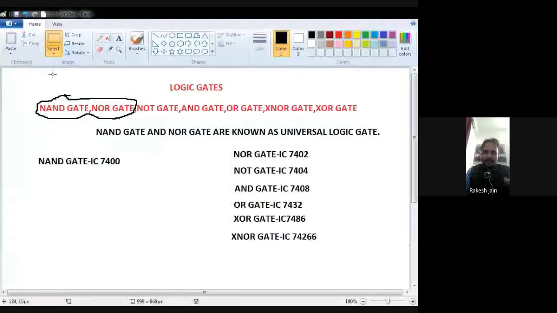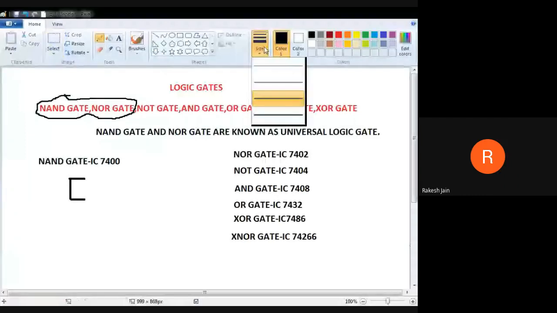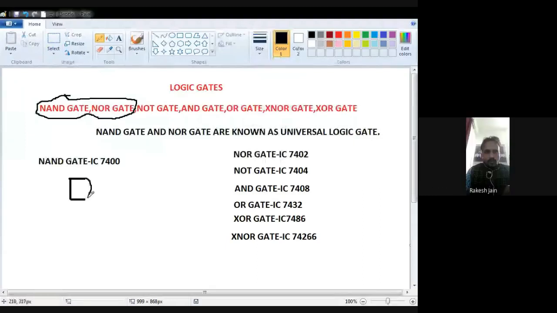We just take certain examples. There are so many kinds of ICs, like the TTL, transistor logic ICs. They start from the number 4, but here we describe the ICs which belong to the 74 family. So 7400 is for the NAND gate, 7402 is for the NOR gate, 7404 is for the NOT gate, 7408 for the AND gate, the OR gate is 7432, the XOR gate is 7486, and the XNOR gate is 74266. Okay.